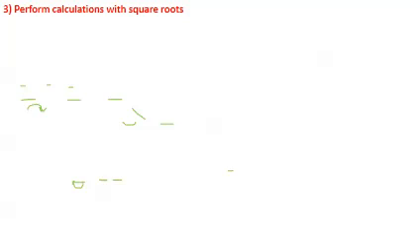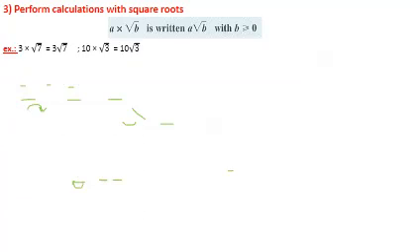Now let us perform some calculations with square roots. If we have a times radical b, it's written as a radical b. So if you have, for example, 2 radical 3, you have to know that it's 2 times radical 3. 3 times radical 7 is 3 radical 7. 10 times radical 3 is 10 radical 3.